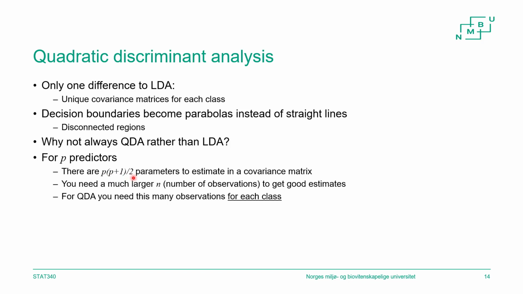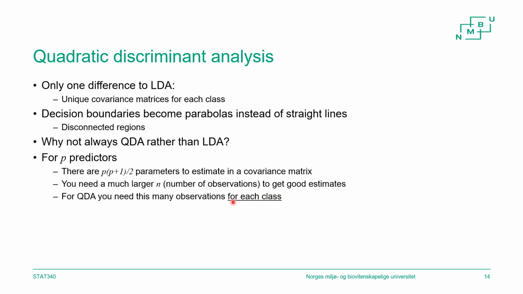And for LDA, you have one such matrix. But for QDA, you have one for each class. So you need a much larger number of observations to get good estimates of a covariance matrix. So you need at least these many observations to get estimates of one covariance matrix, right? And that's usually possible with LDA because you only have one such matrix. But with QDA, you have one for each class. So you need a lot of observations for each class.